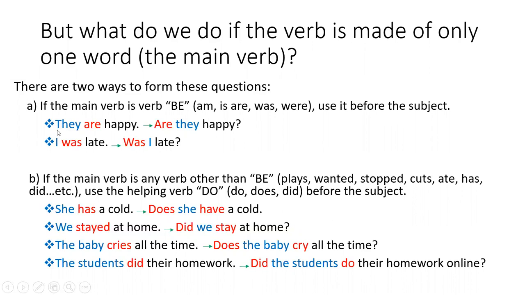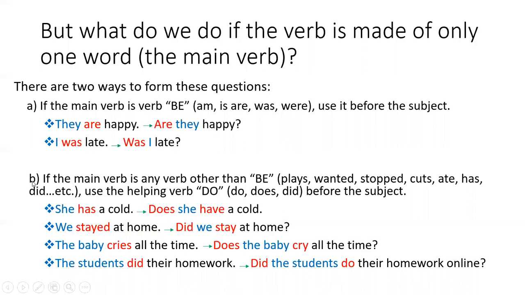Look at the sentence. They are happy. Where's the verb? Are. There's no other verb here. Are is not a helping verb, it's a main verb. What do I do? I use are before the subject, and the question is, are they happy? Let's look at the second one. I was late. Was is the verb. What do I do? I use was before the subject. And the question is, was I late?